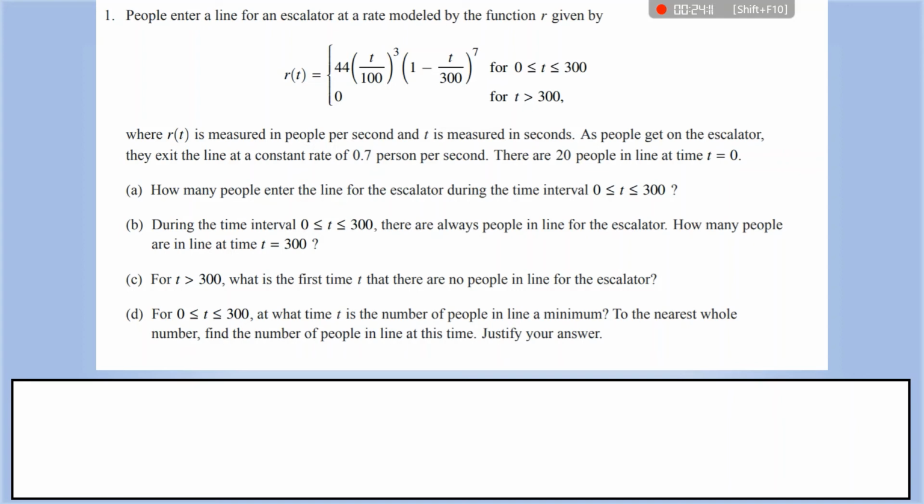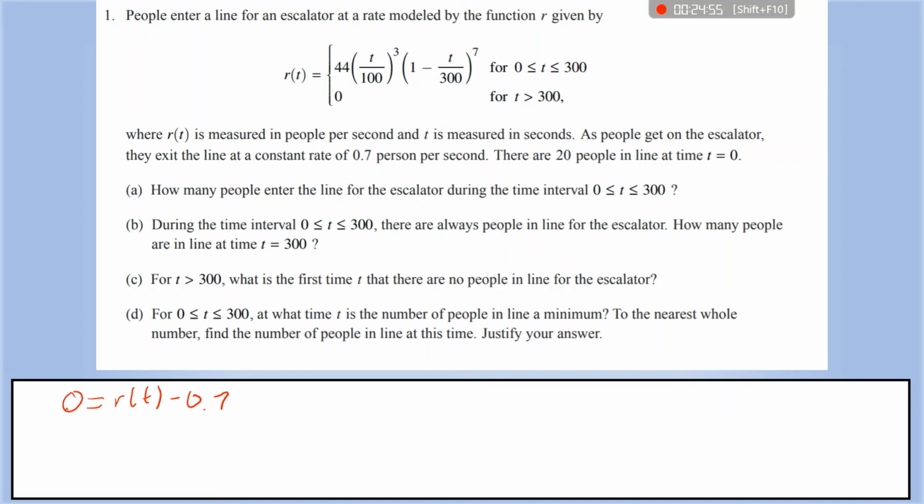I want to know what time the number of people in line is at a minimum. And to the nearest whole number, find the number of people in line at that time and justify my answer. So if I want to minimize people, what would I normally do? Derive. So my derivative is r(t) minus 0.7, my change in people. Then what? Once you've derived, you set it equal and find where the slope is 0.